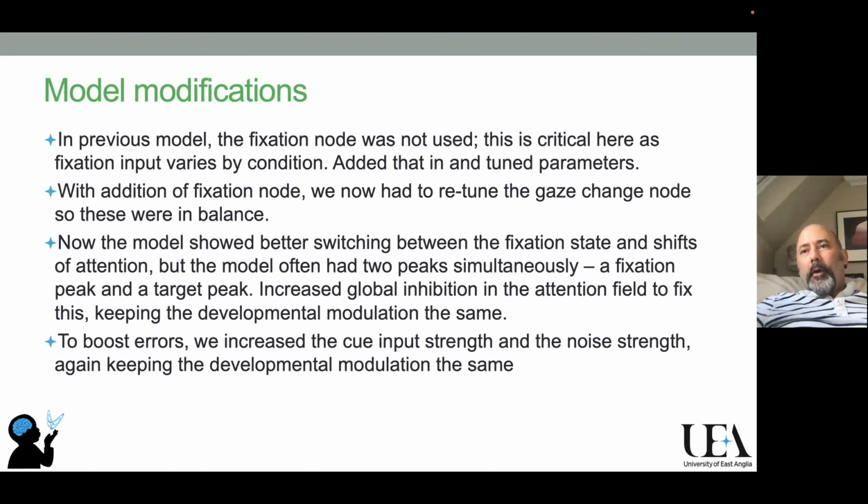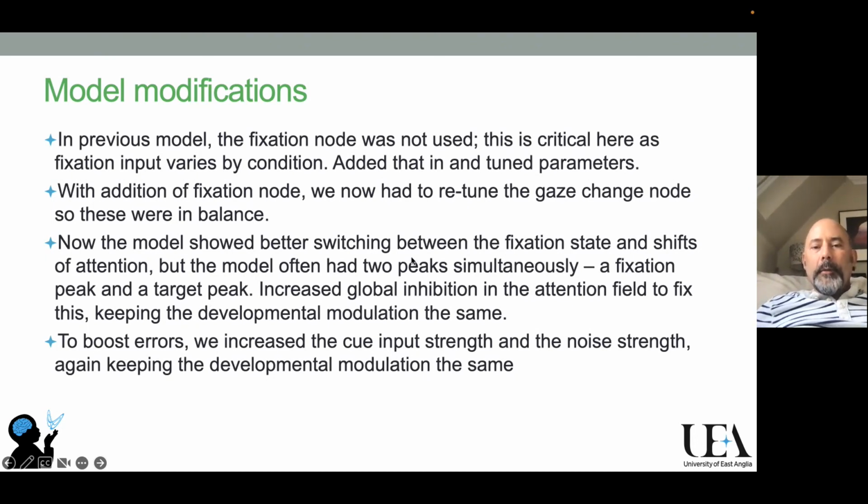But when other things occur in the periphery, like an auditory alerting cue comes on, you want the gaze change node to start competing with the fixation node in order to support shifts of attention. So we had to get the balance between those two nodes back in order.